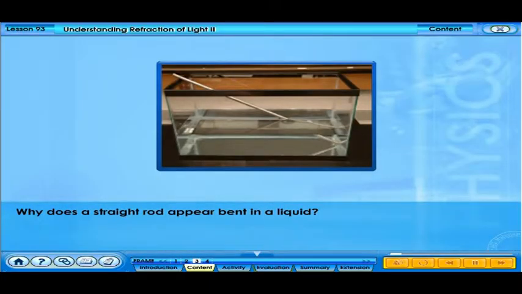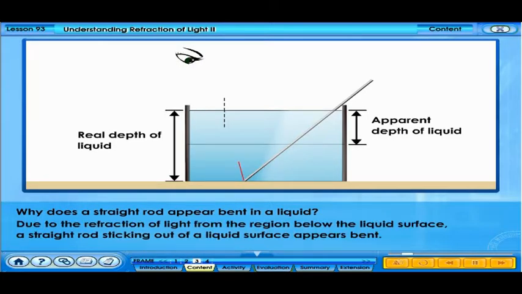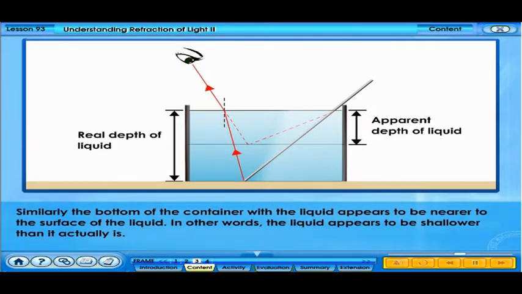Why does a straight rod appear bent in a liquid? Due to the refraction of light from the region below the liquid surface, a straight rod sticking out of a liquid surface appears bent. Similarly, the bottom of the container of liquid appears to be nearer to the surface of the liquid. In other words, the liquid appears to be shallower than it actually is.